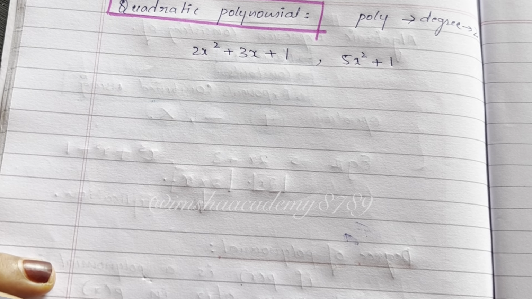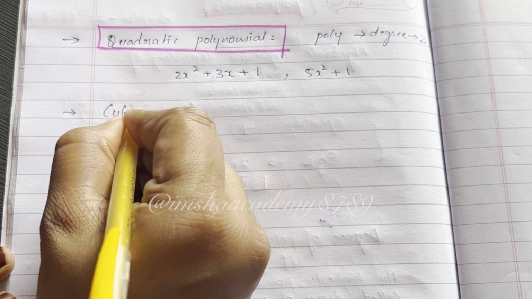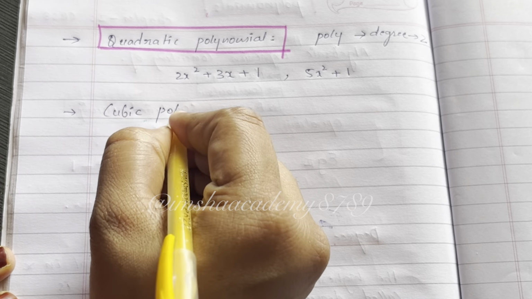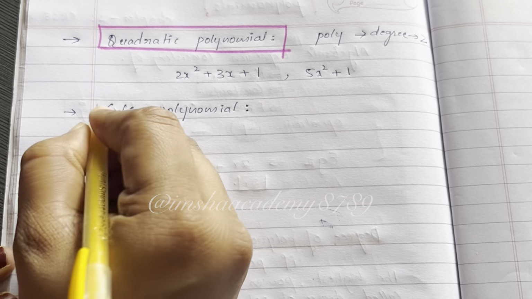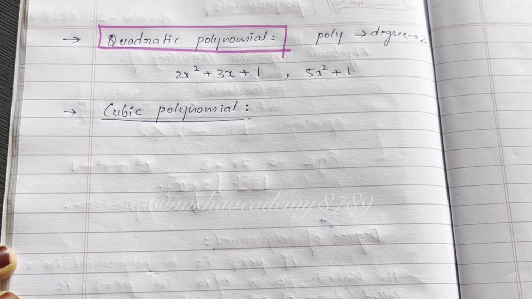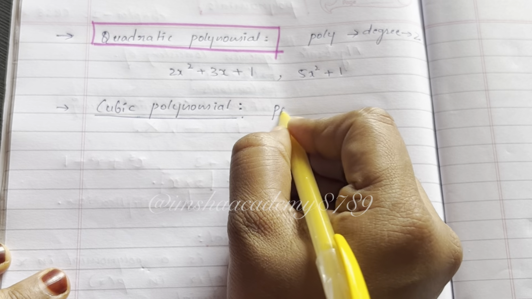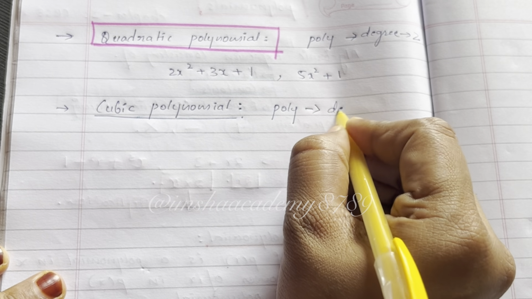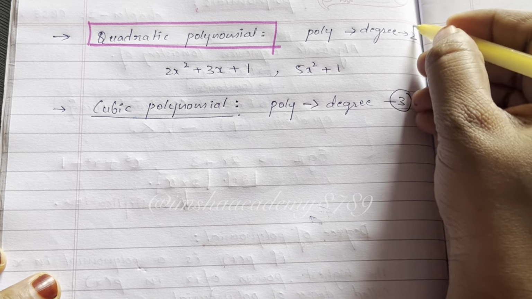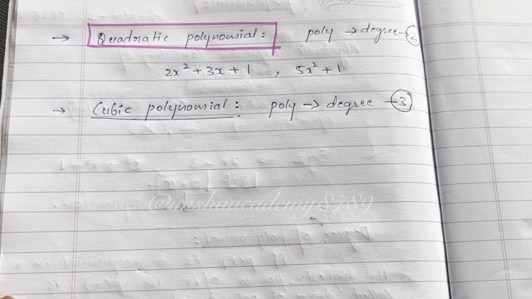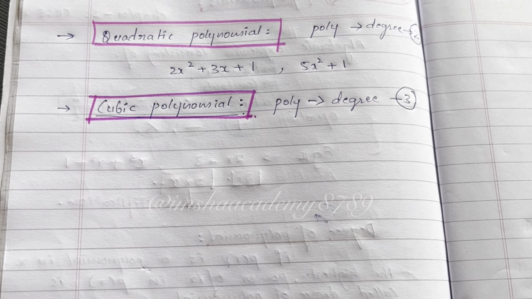The third one is cubic polynomial. When you have heard about linear polynomial and quadratic polynomial, you can understand by the name what cubic polynomial stands for. Any polynomial which has degree 3 is called a cubic polynomial. Degree 1 is linear polynomial, degree 2 is quadratic polynomial, and degree 3 is cubic polynomial.